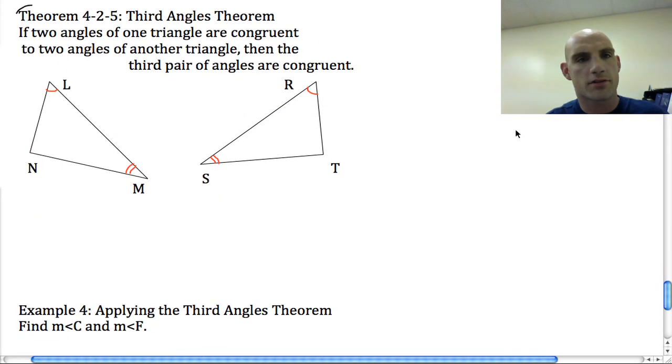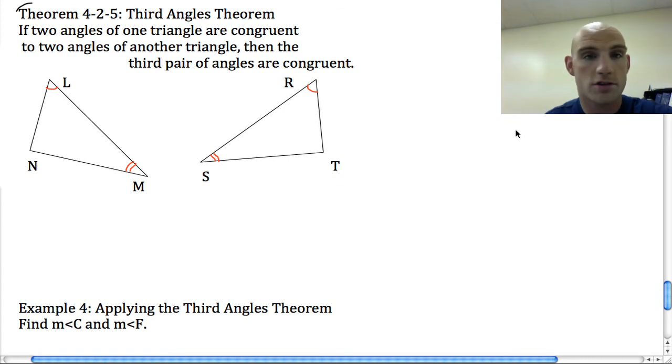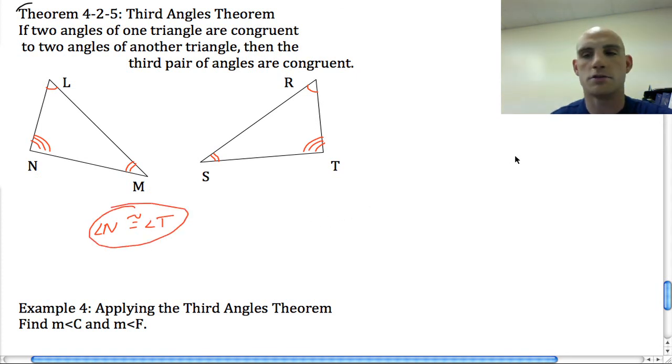Last one, third angles theorem. If two angles of one triangle are congruent to two angles of another, then the third pair of angles are congruent. So as you can see, we have two angles marked with one arc mark, two angles marked with two arc marks. So we can draw this conclusion that these two angles here must be congruent. That's our conclusion, okay?